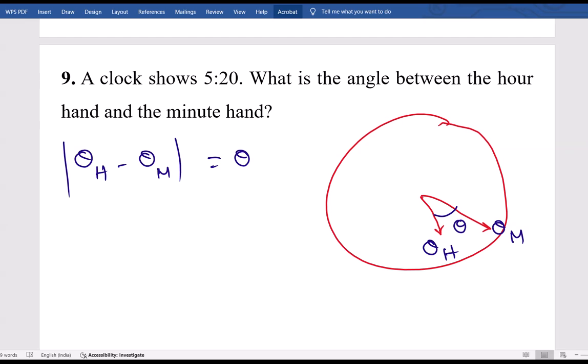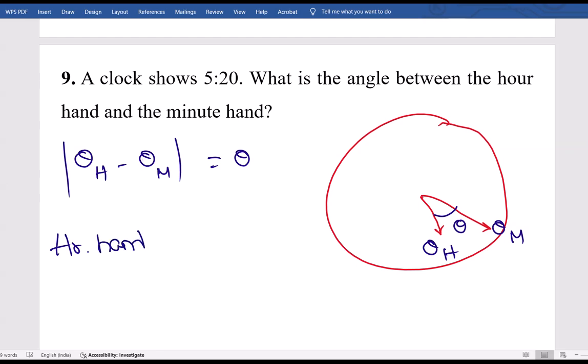Now, instead of giving the formula directly, which is 30h minus 11m by 2, I don't encourage people to go for the formula, but you should understand why that formula came. Now listen, let's focus on the hour hand first.